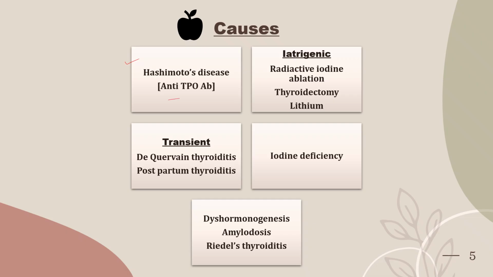Iatrogenic, when there is radioactive iodine ablation, thyroidectomy, or prolonged use of lithium. Transient hypothyroidism, like in conditions such as de Quervain thyroiditis and postpartum thyroiditis. Also iodine deficiency, and other conditions like dyshormonogenesis, amyloidosis, and Riedel's thyroiditis.